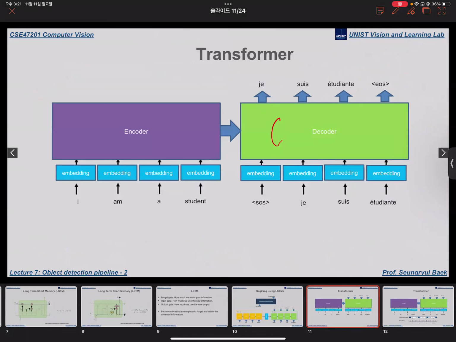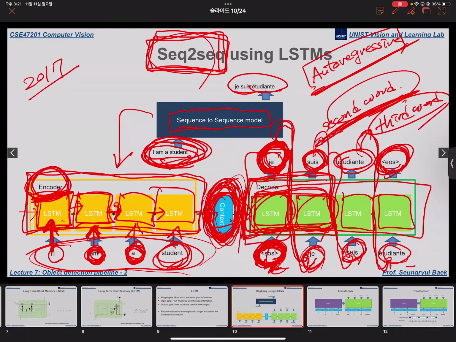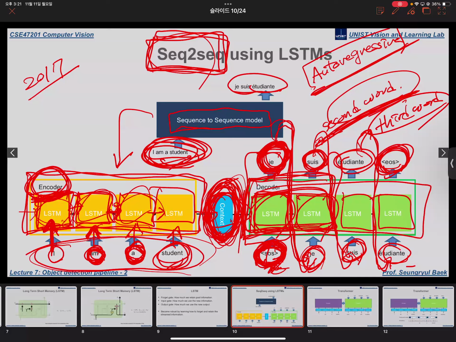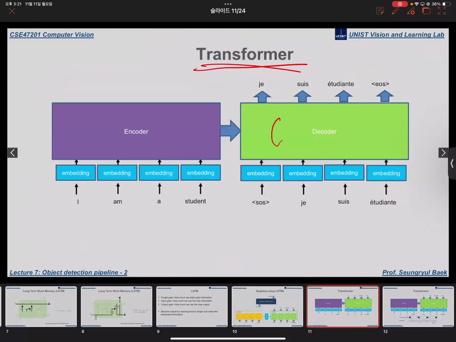And also, when using the LSTM, we can actually achieve this. But we can do the same using the transformer. So we can replace this LSTM part with the transformer. So this whole encoder is now replaced with the transformer, and the whole decoder is now replaced with the transformer.